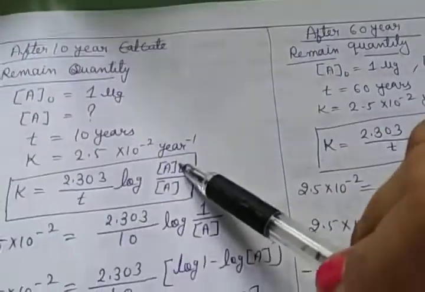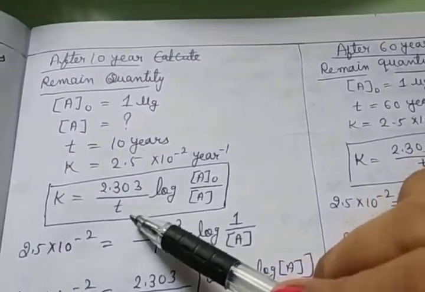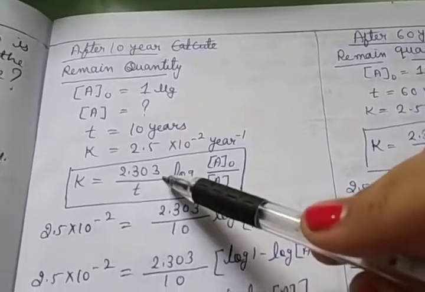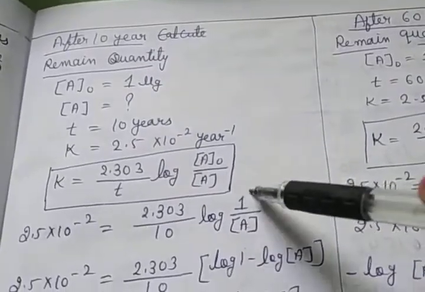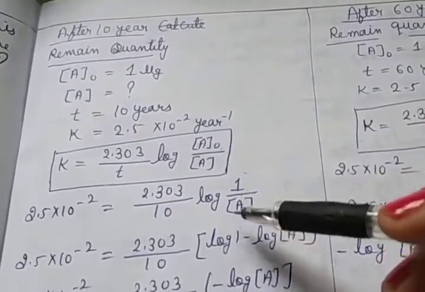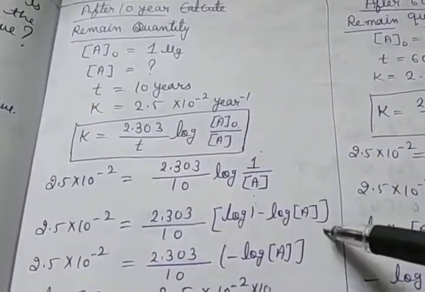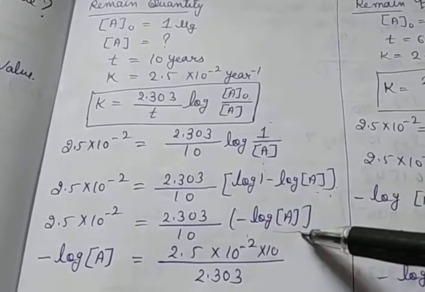The K value we have already found. So the formula is K equals 2.303 divided by T, log A naught upon A. K value we found, 2.303. After 10 years, we put 10. Log A naught, the initial concentration, is 1 microgram, and A we have to find. Then log 1 minus log A, that means minus log A.